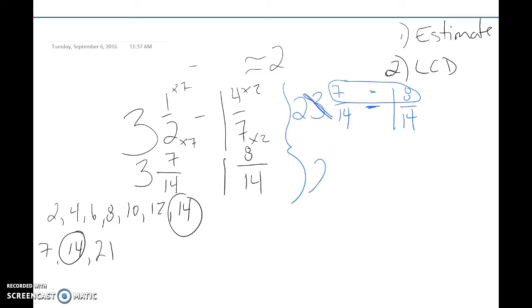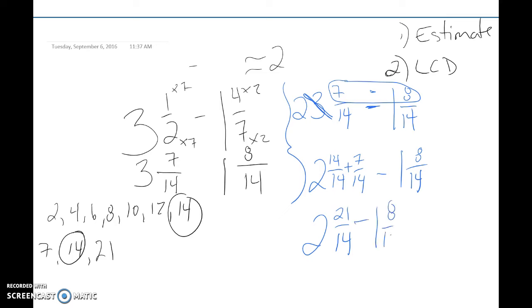I'm going to make it a 2. And I'm going to make this 2 14/14 plus 7/14. Because remember, 14 over 14 is like 1 whole. If I add those together, I get 2 and 21/14. This mixed number is the same as 3 and 7/14. It's just not simplified. Now I have 1 and 8/14.